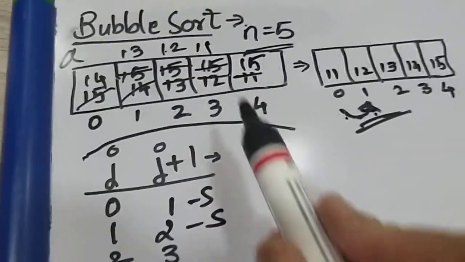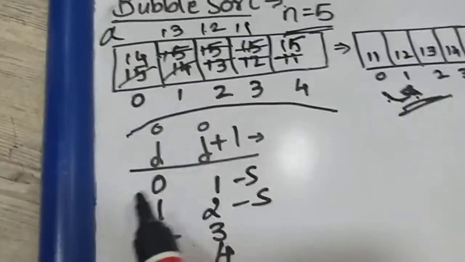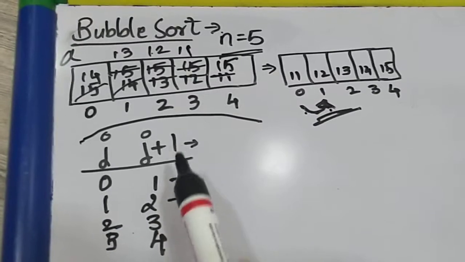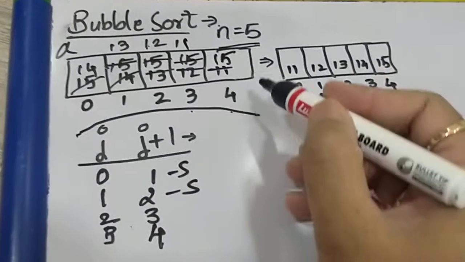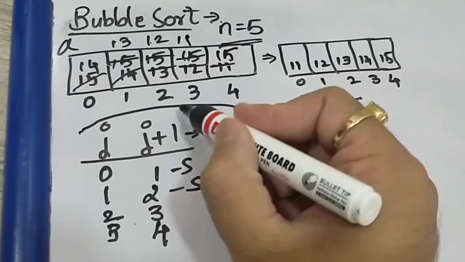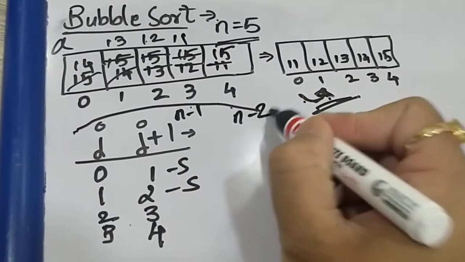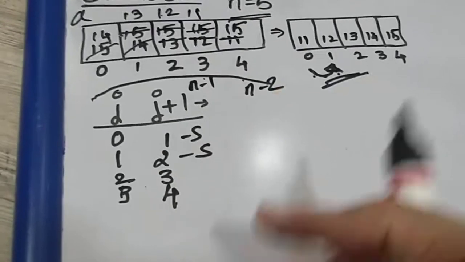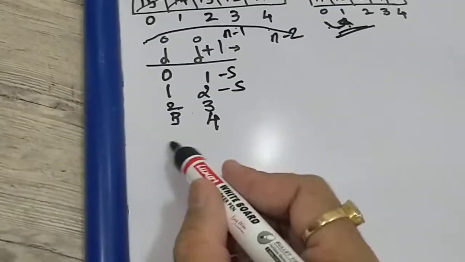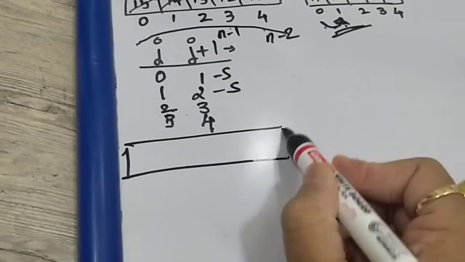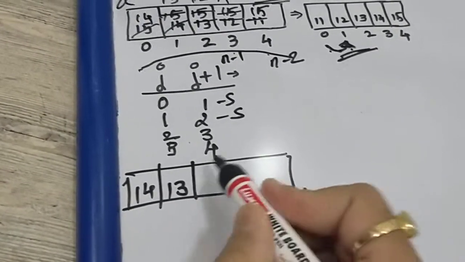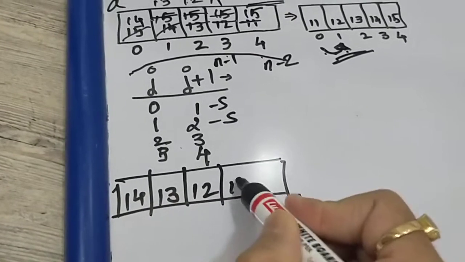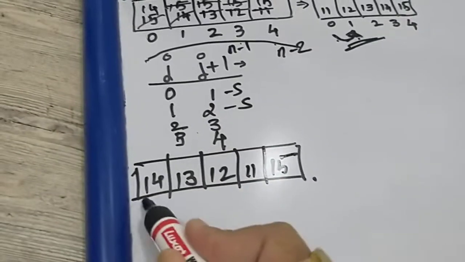Now this is the last comparison, 3 with 4. If j is getting compared with j plus 1, then the last comparison will be between 3 and 4. So if n is the total number of elements, the last comparison is between n minus 2 and n minus 1. Now after this iteration, my new array is 14, 13, 12, 11 and 15.